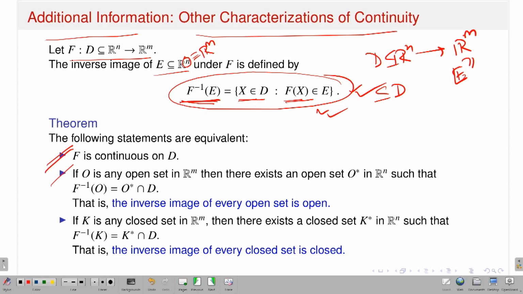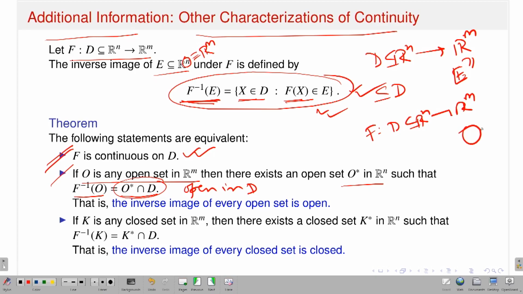Once I have that, the following things are equivalent. If capital F is a continuous function on D, and O is any open set in the codomain Rm, then there exists an open set O star in Rn such that the inverse image F inverse of O is nothing but O star intersection D. So one can say that this is also open in D. That means if I have a continuous function from D subset of Rn to Rm, and I take an open set U here, then the inverse image in D is also open in D. So the inverse image of an open set is also open if capital F is a continuous function. That is why I have written that the inverse image of every open set is open.